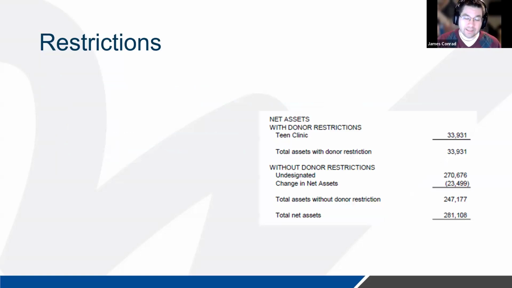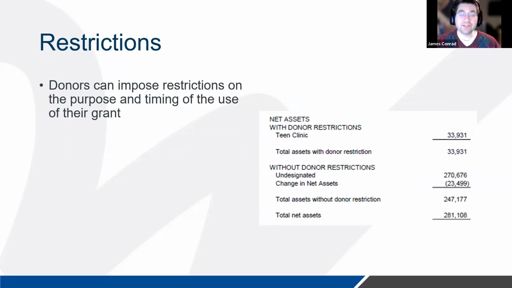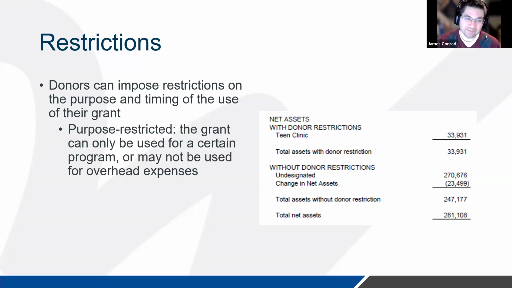So unlike conditions, we do have restrictions. So this is from the donor. It's important to remember that restrictions come from the donor, not from anybody else. You can put internal restrictions on things, but those are handled differently. This is strictly talking about donor restrictions. So donor restrictions come in two types.